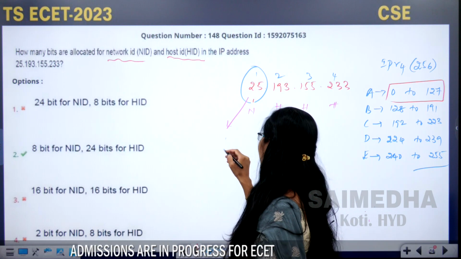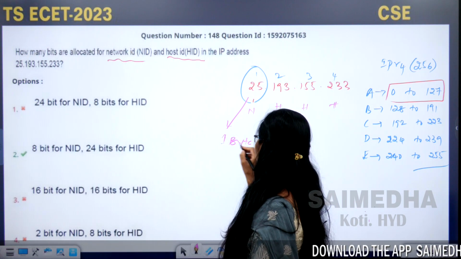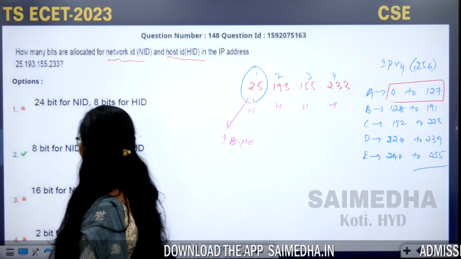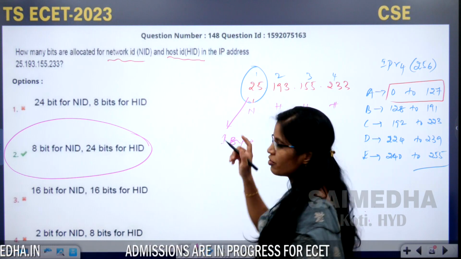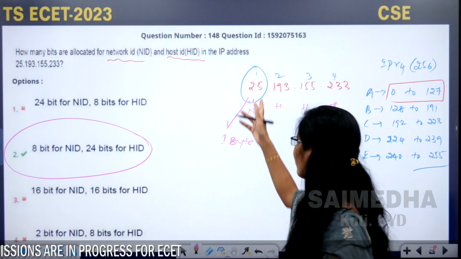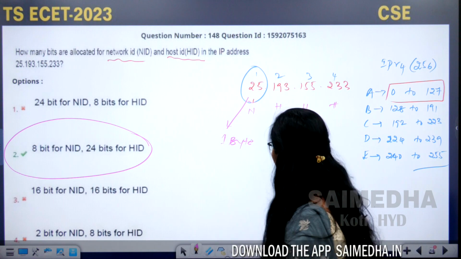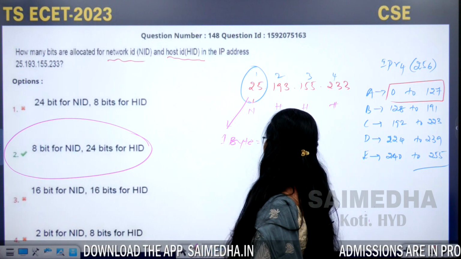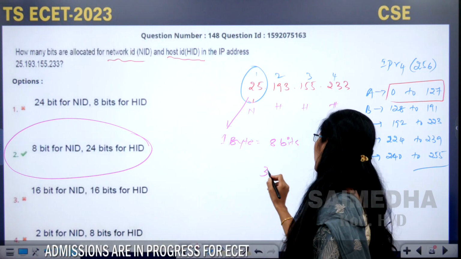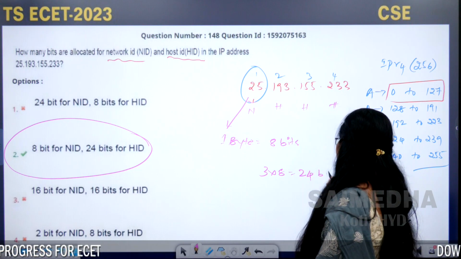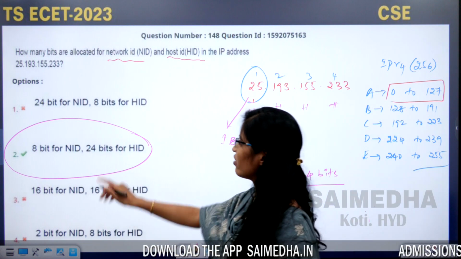Each number is represented with 1 byte, which is 1 octet. Only the first one is the net ID and the rest 3, which are 24 bits, are the host IDs, because one number is a combination of zeros and ones, 8 bits. 1 byte is 8 bits, so the first 8 bits are the network ID, and the remaining 3 times 8, which is 24 bits, are the host ID. So the second option is the right answer.